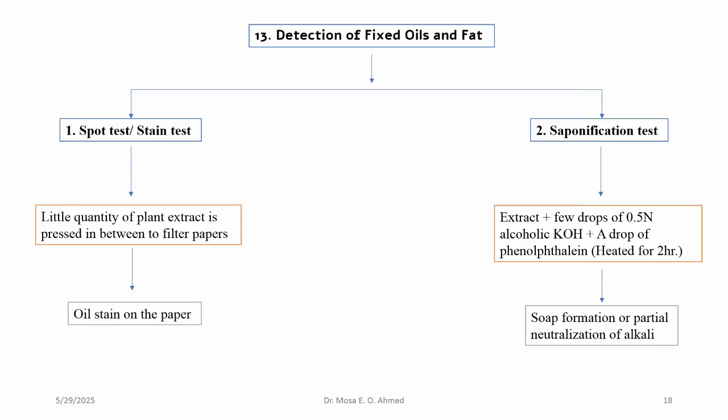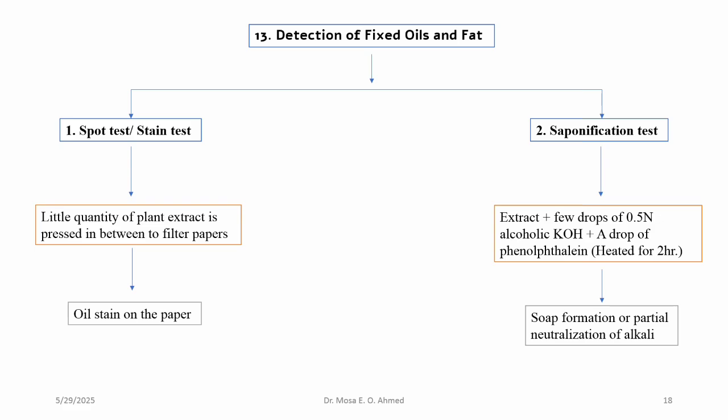Fixed oils and fats are classified as primary metabolites. They have physiological roles because they are a source of energy, can be converted into other intermediates useful for production of energy, and are precursors for biosynthesis of other secondary metabolites and also primary metabolites. For fixed oil and fat, there are two tests: a spot test or stain test, which is considered a physical test, while the other test is the saponification test, which is classified as a chemical reaction test.